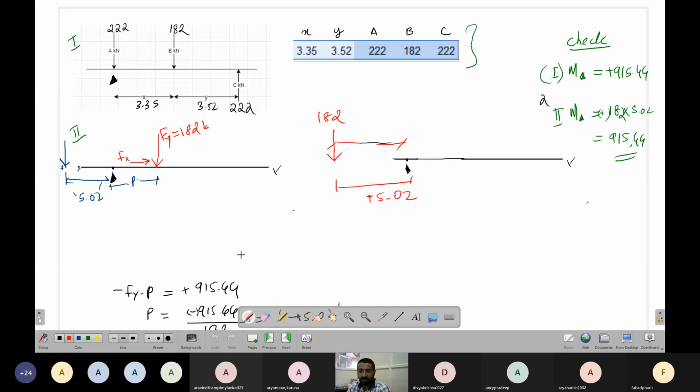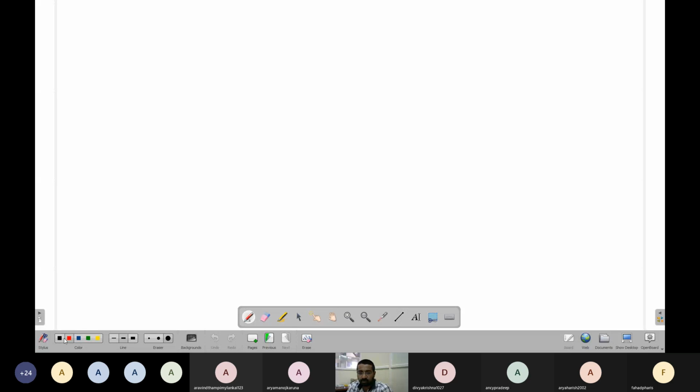Okay, now we will solve one more different type of problem. So we are going back to equilibrium, because equilibrium questions are very important. Okay, so I should not put this.